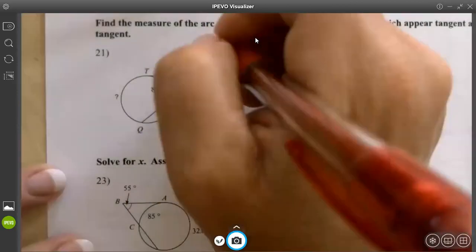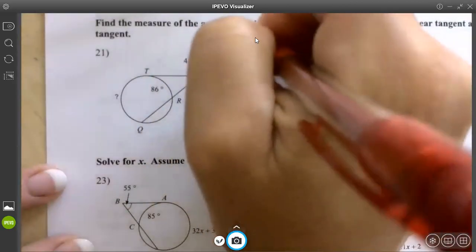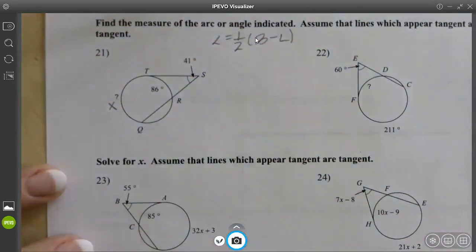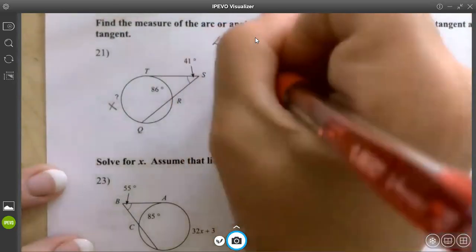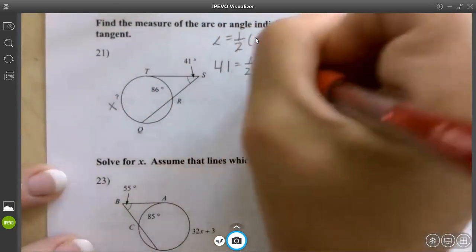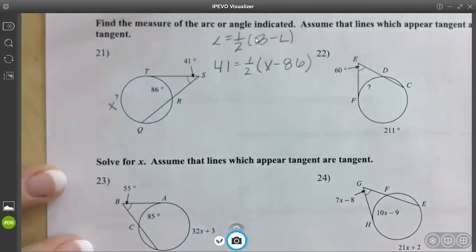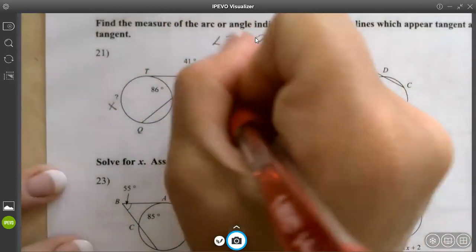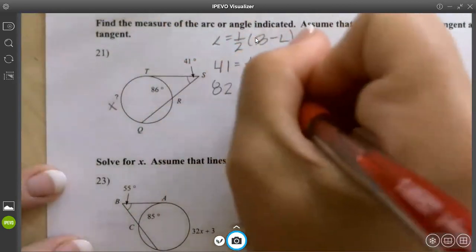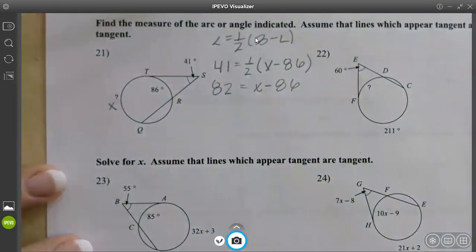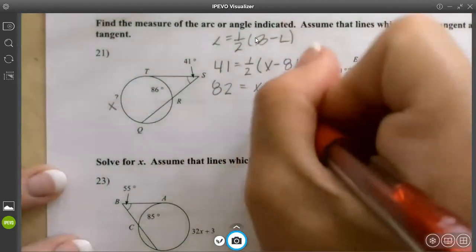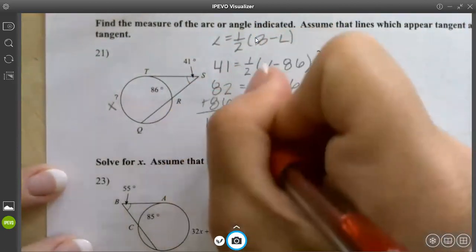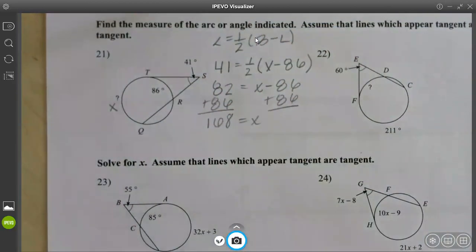21, same thing. Angle equals 1/2 of big minus little. We don't have this one, so we're just going to put an X. Your angle is 41 equals 1/2. Your big is X. Your little is 86. Multiply 41 by 2, so I get 82 equals X minus 86. Add 86, you get 168.